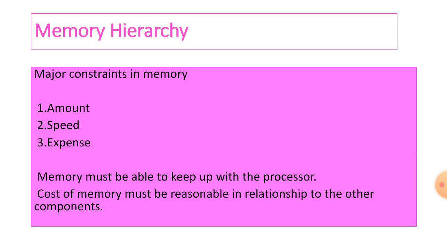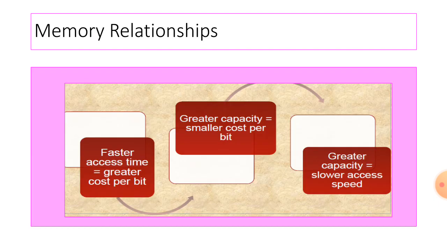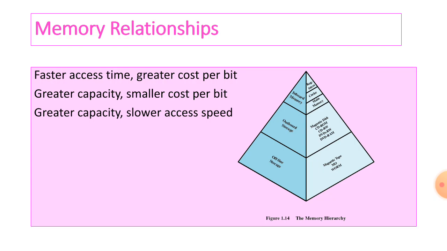Memory hierarchy. The major constraints in memory are amount, speed, and expense. Memory must be able to keep up with the processor. The cost of memory must be reasonable in relationship to other components. The memory relationship can be defined as: faster access time, greater cost per bit; greater capacity, smaller cost per bit; greater capacity, slower access speed.